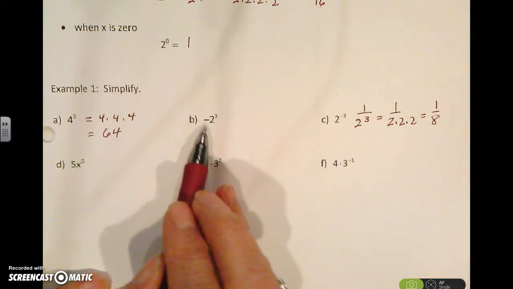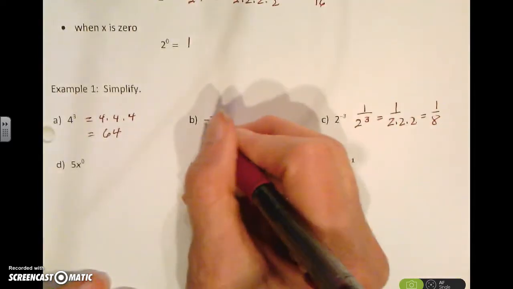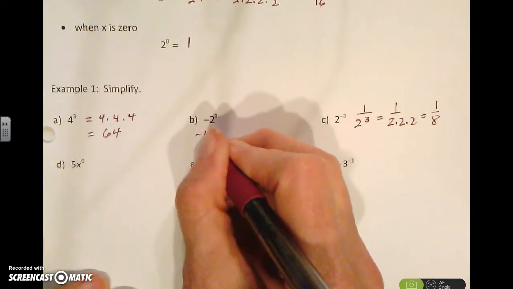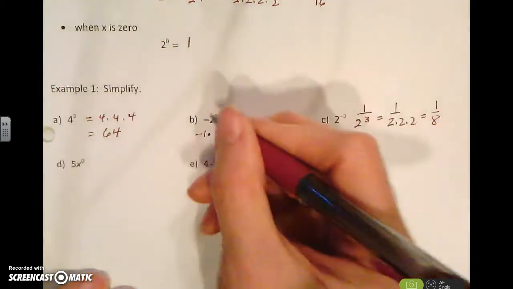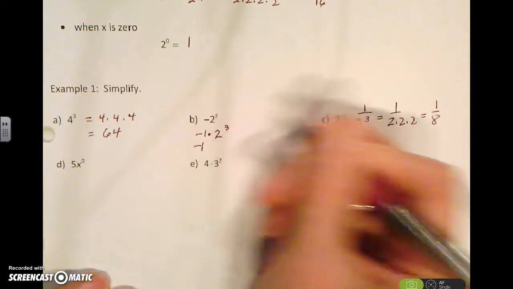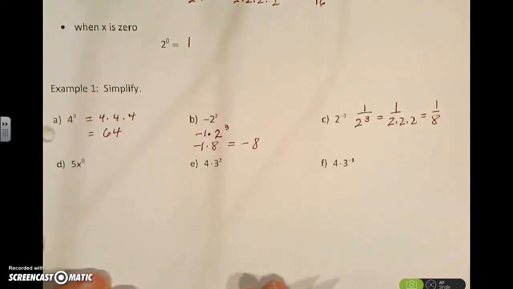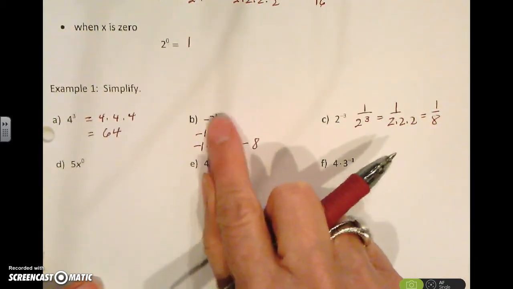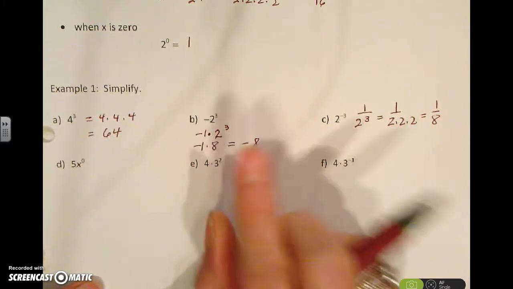I want to come back and talk again about this negative 2 to the 3rd. Remember how we talked about that the negative is not part of the 2. And so this is really like having negative 1 times 2 to the 3rd power. So that's going to be negative 1 times 8. So this answer is going to be negative 8. So be careful. If you had multiplied it out over and over again, you would have come up with the same thing. But keep in mind that those are separate.